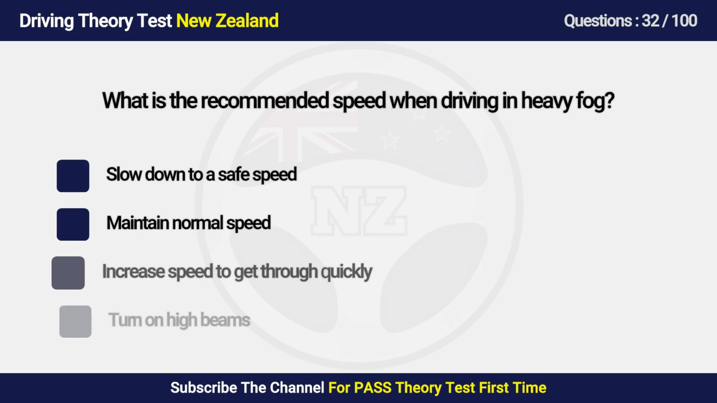Question 32. What is the recommended speed when driving in heavy fog? A. Slow down to a safe speed. B. Maintain normal speed. C. Increase speed to get through quickly. D. Turn on high beams.